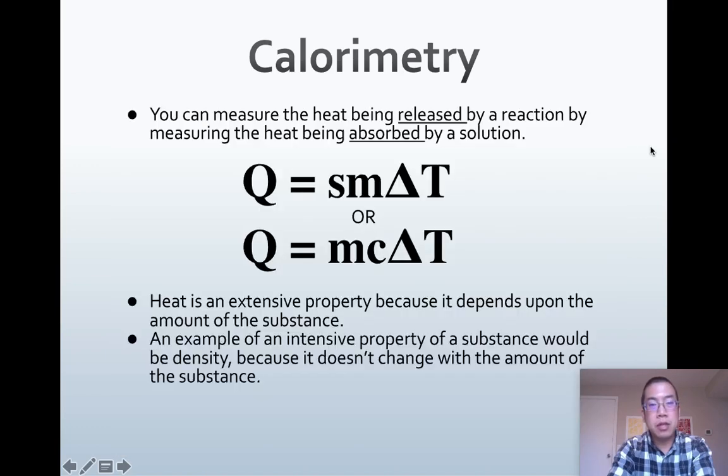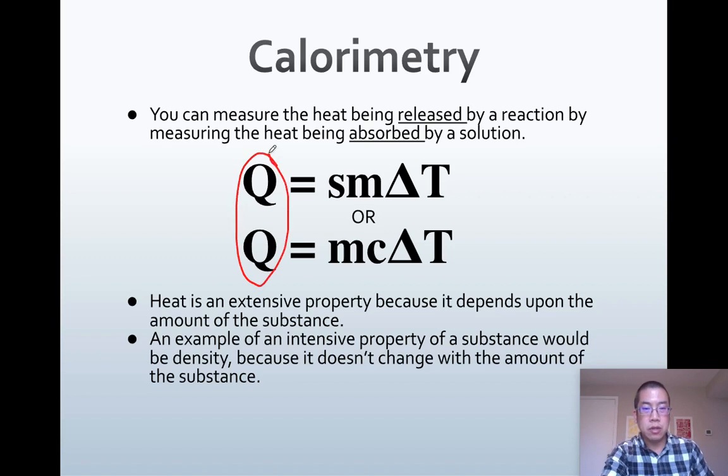Now, how we calculate the enthalpy change in calorimetry is we use an equation that you may have seen before. Q equals Sm delta T, or Q equals mc delta T. Over here, the Q represents the heat or the enthalpy change, and that would usually be measured in the units joules, represented by a capital J. The m is the mass of the substance that we're taking a look at. So in both of these equations, the mass is there, and the mass would be measured in grams.